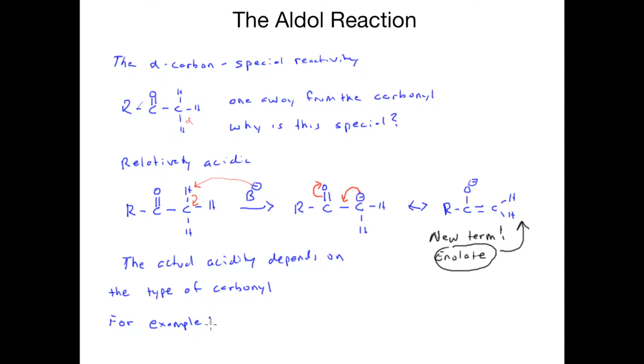So, for example, if I draw the structure of acetone, I have two alpha carbons that are adjacent to the carbonyl. And so these alpha hydrogens of acetone indeed have some acidity, but again, we're speaking in relative terms here, so they have a pKa of about 20.